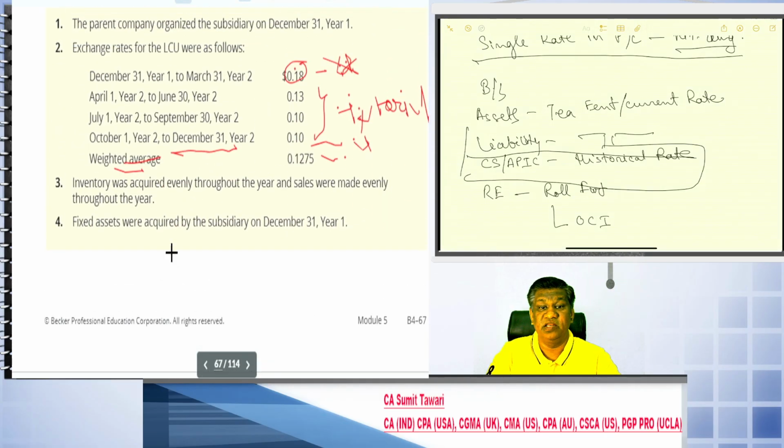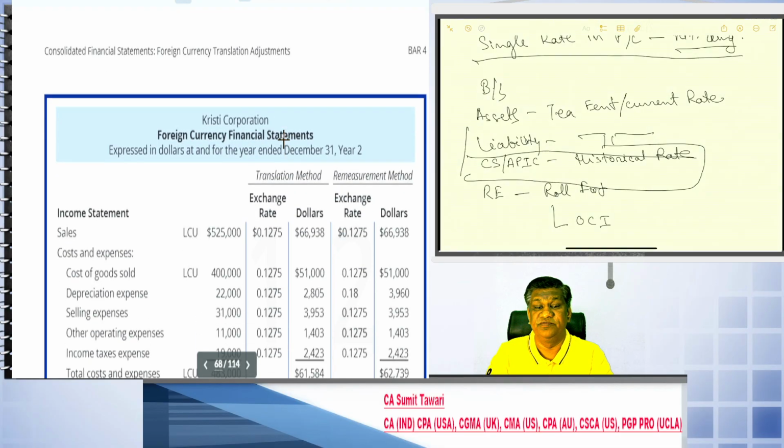Okay. Inventory we need to calculate historical rate. So like we need to calculate for every 3 months like this. Okay, so we need to take an average of all this rate. Okay, and the fixed asset we acquired by the subsidiary on December 31st year 1, on this date, so we need to consider the historical rate of 0.18. Okay, for fixed asset. Now we see one by one.